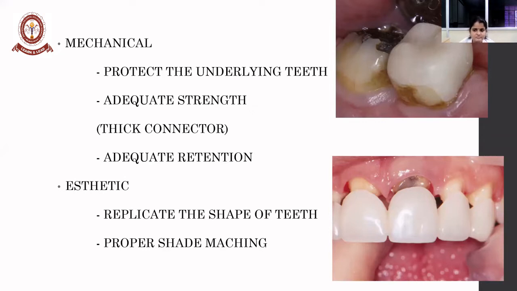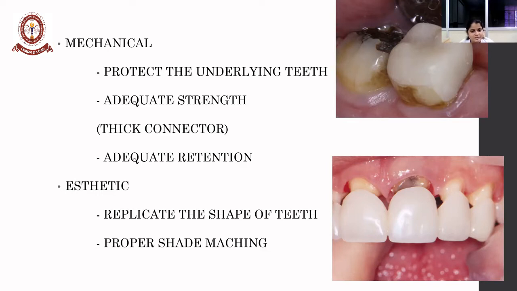Mainly to protect the underlying teeth: if we are not replacing with provisional restoration, because of more force, the flexural strength, the teeth can be damaged. That is because of biological. Mechanical means because of more force, the teeth can be damaged. So the provisional restoration should also maintain adequate strength, as well as prevent the displacement of the teeth. The material should have adequate strength to prevent displacement of the teeth as well as for retention purposes.